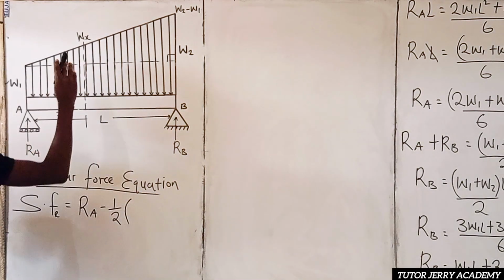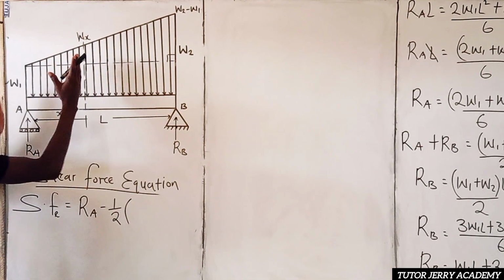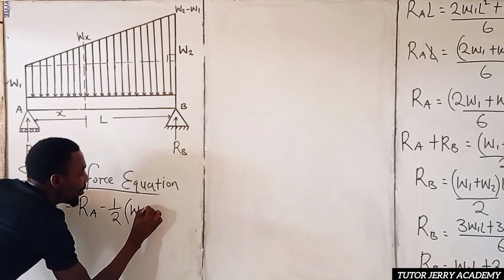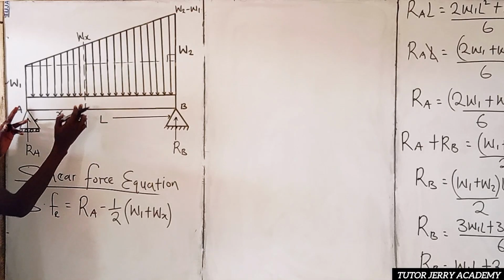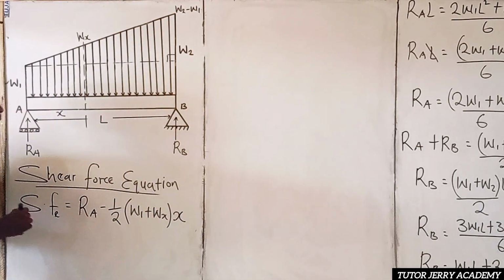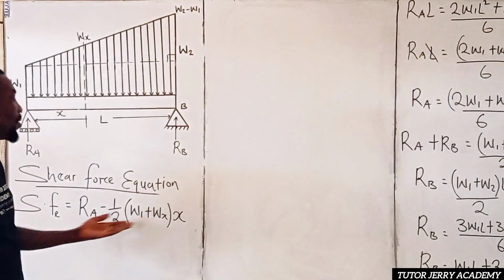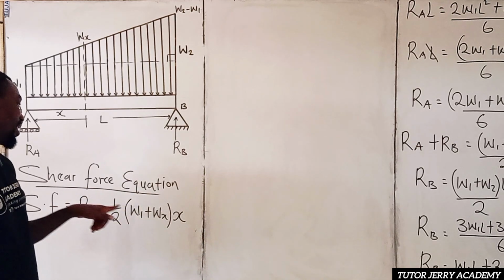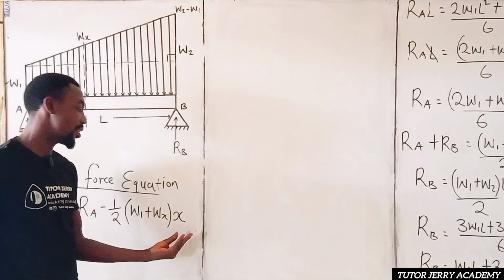Now if you look at this, we have here W1, and we have here WS. So we are going to have W1 plus WS multiplied by the height. The height from this point to this point is S. But the question now is, what is WS? We know what our RA is, and we know what our W1 is, but we don't know what our WS is. We also don't know what our S is.